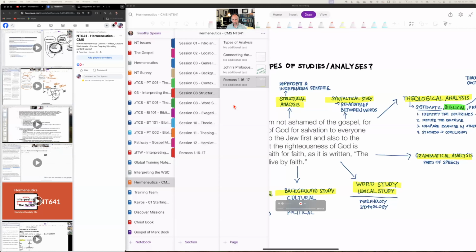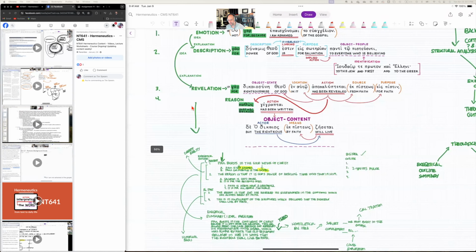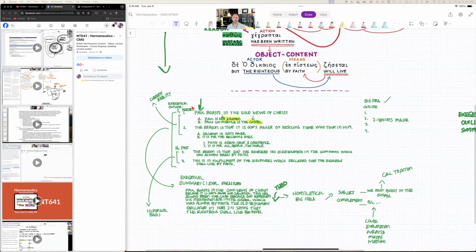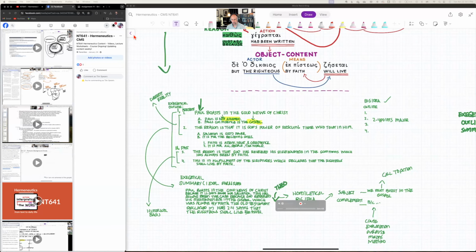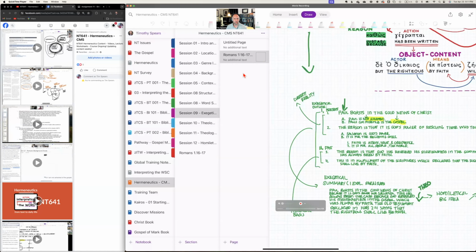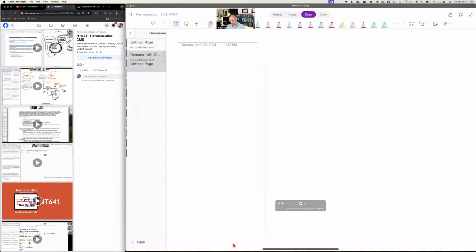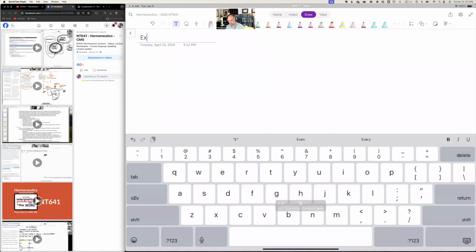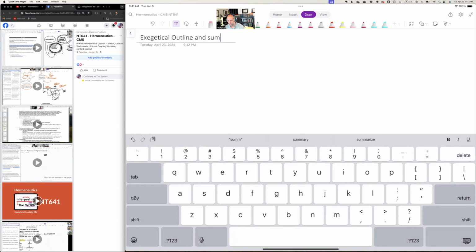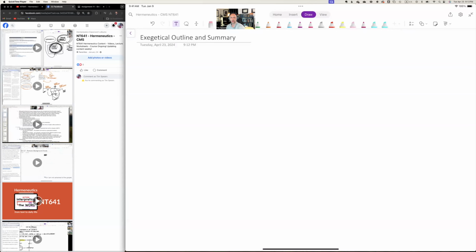So just briefly to review, we've already discussed this. Now, I haven't posted this yet, so maybe you didn't have a chance to look at it. What we're going to do now is I'll post this. We already have the example here, so let's just write down some ideas. I'm going to do a new page, and what we're going to do here is write down, very briefly, some reminders and points for how we do an exegetical outline and summary.